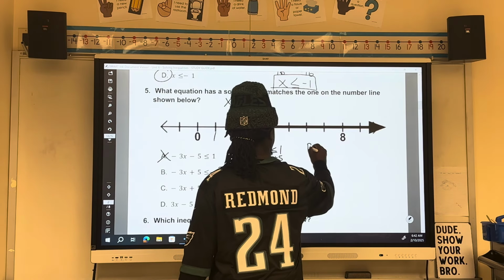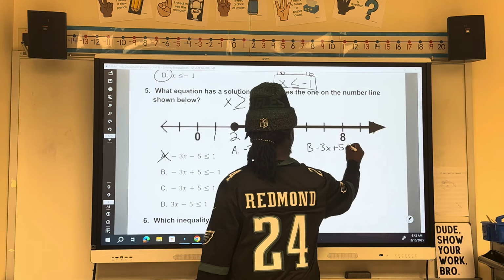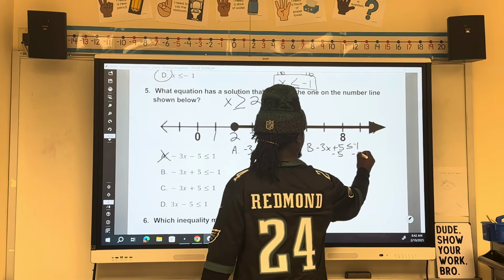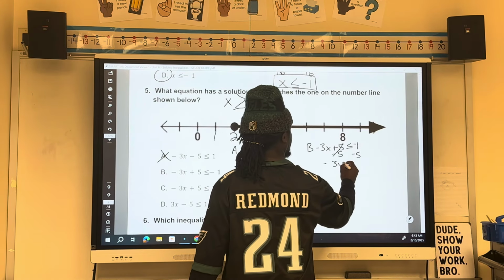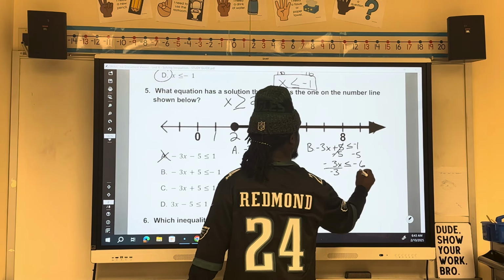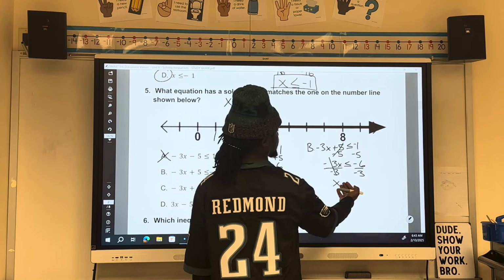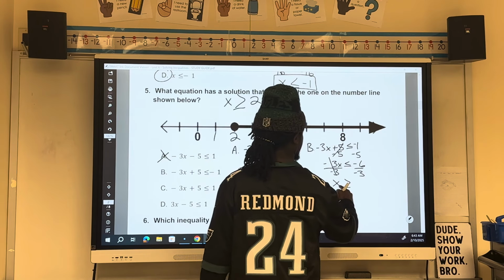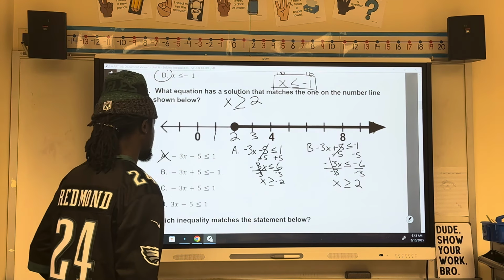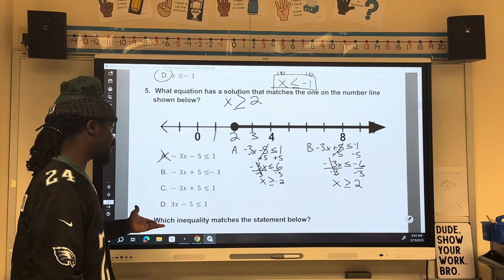All right, let's look at answer choice B. Okay, well, we got -3x plus 5 less than or equal to -1. Okay, so minus 5, those cancel. -3x less than or equal to -6. Then we're going to divide by -3, divide by -3. The -3s are going to cancel, leaving me with x. Remember, golden rule, got to flip that. Greater than or equal to -6 divided by -3, and that gives me 2. All right. So this says x is greater than or equal to 2. Okay. And so we have found our answer.